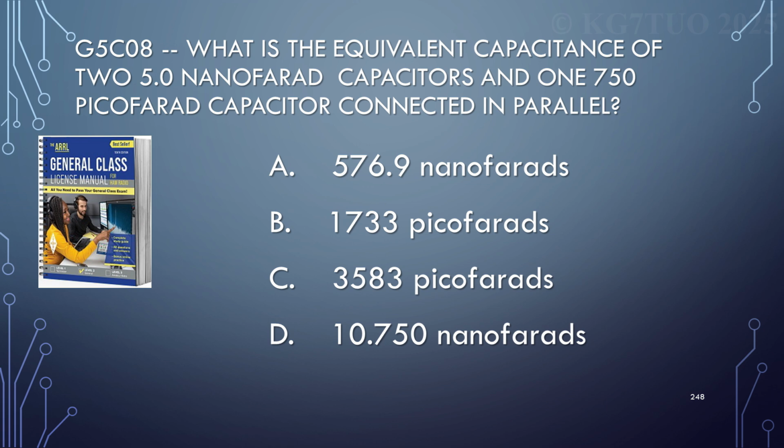Remember what I told you about like units? Here's what we're going to do. 5.0 nano plus 5.0 nano plus 0.0. Oh, you just gave me the answer. Yes, I did. Well, 750p is exactly the same thing as 0.75 nano. So we've got 5 plus 5 plus 0.75. Okay, anybody got the answer yet? The answer is delta.